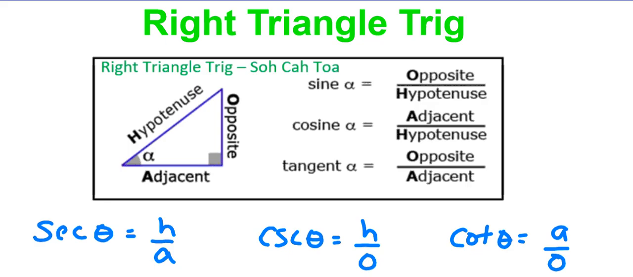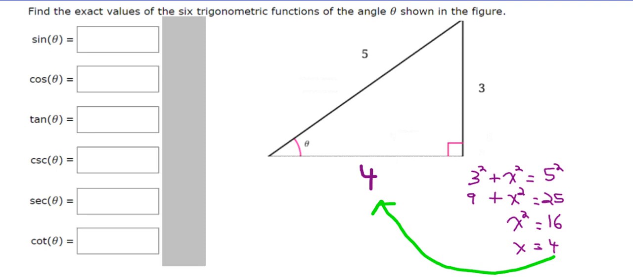And then right triangle trig is based on SOHCAHTOA. And so if sine is opposite over hypotenuse, it makes sense that cosecant is hypotenuse over opposite. If cosine is adjacent over hypotenuse, secant's the flip, hypotenuse over adjacent. And if tan's opposite over adjacent, then cotan's the flip, adjacent over opposite. And we have to memorize this, right? We use this all the time, especially on the test.